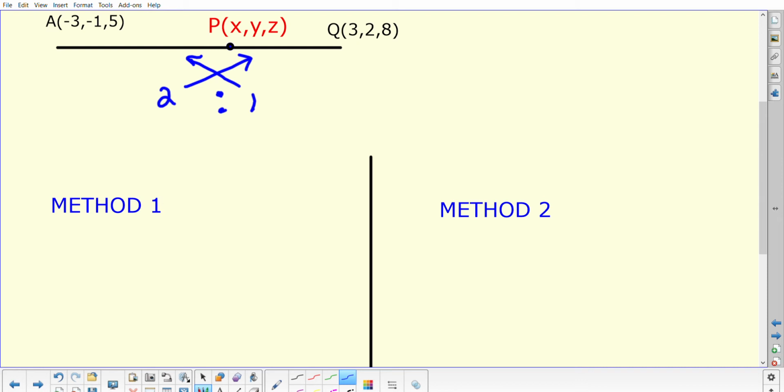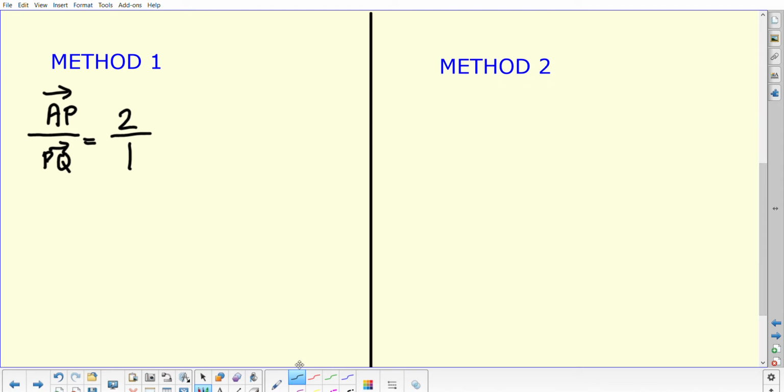But the first method I'm going to look at is the one where it's making use of the ratio that you've written down, and we're going to write down the statement that says A to P compared to the vector to go P to Q. In terms of their length, there is 2 parts compared to 1 part. If I then cross multiply here, then I can write down that A to P is in fact 2 times P to Q.